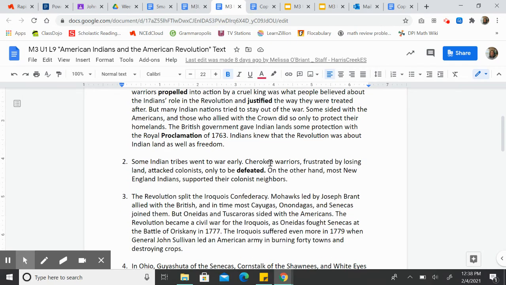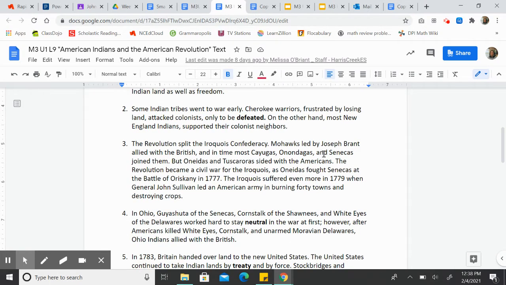Number 2, some Indian tribes went to war early. Cherokee warriors, frustrated by losing land, attacked colonists only to be defeated. On the other hand, most New England Indians supported their colonist neighbors. Number 3, the Revolution split the Iroquois Confederacy. Mohawks, led by Joseph Brant, allied with the British, and in time, and guys, please forgive me for butchering the names of these, Cayugas, Onondagas, and Senecas joined them. But the Oneidas and Tuscaroras sided with the Americans.